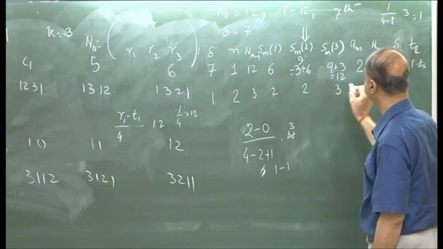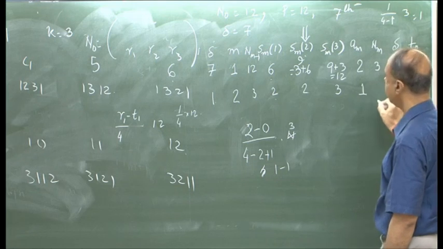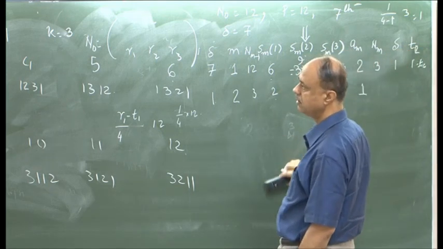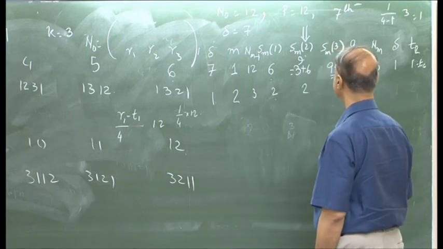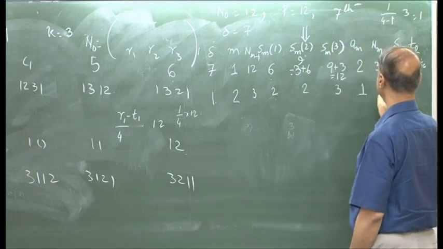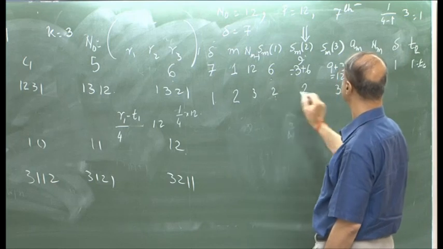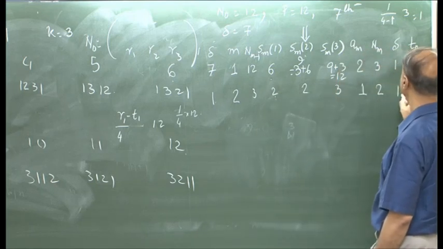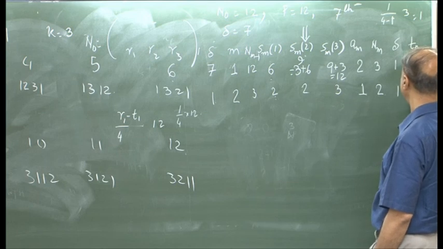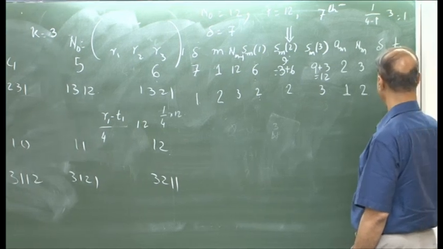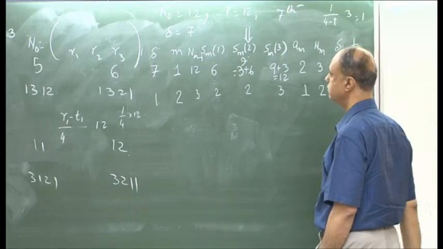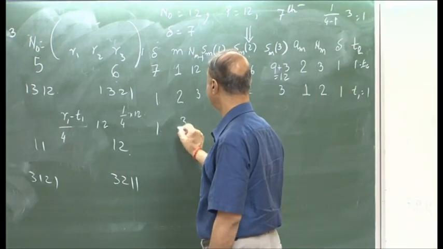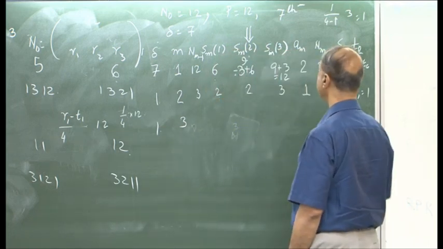AM is now 1, 1 is this, so AM is 1. What is the value of NM? NM is this minus, so NM is 2, right? Delta is 1, and here T1 is 1. Delta is 1, NM is 3, NM minus 1 is 2.